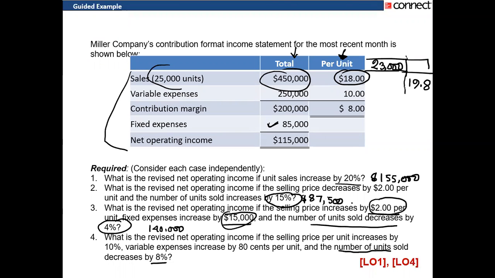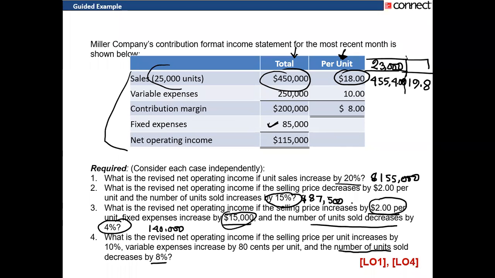So if we multiply 23,000 unit sales by the revised selling price of $19.8 per unit, we'll get how much? Sales of 455,400. So this is our total sales.